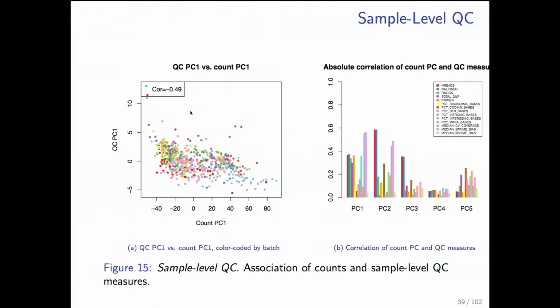So this is a scatter plot of the first principal component of the QC measures against the first principal component of the counts. So we have an association. And here are bar plots of the absolute correlation of the count principal components, so principal component 1 through 5, and individual QC measures. So we might want to keep track also of QC measures when we normalize the data.